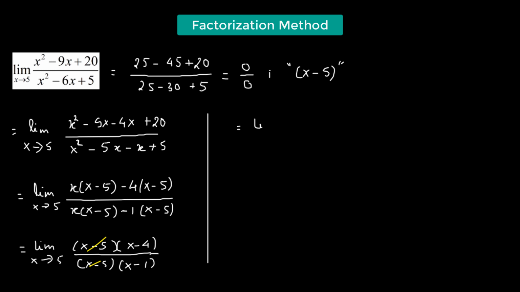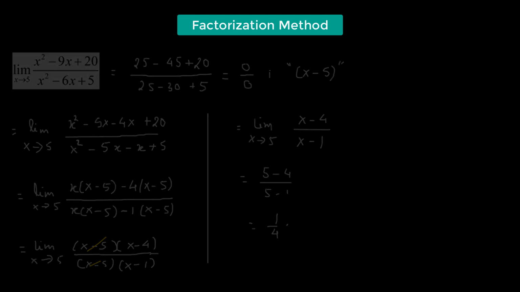That is going to leave us with limit x going to 5 of x minus 4 in the numerator divided by x minus 1. Now we're going to substitute the value of x with 5. So we have 5 minus 4 divided by 5 minus 1, which is going to give us 1 over 4. So this is going to be the limiting value of the given rational function when x approaches 5.